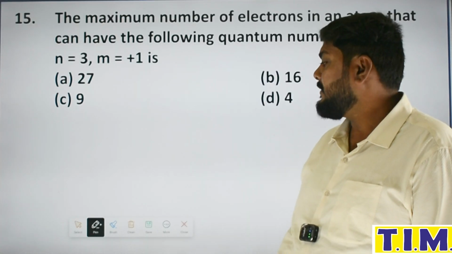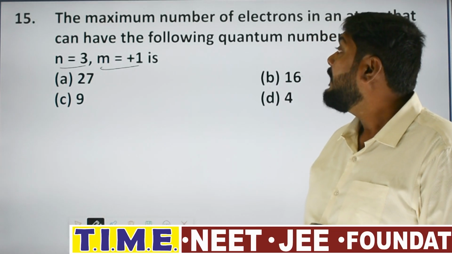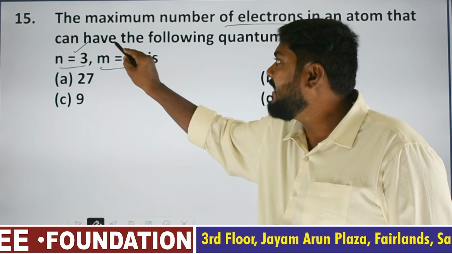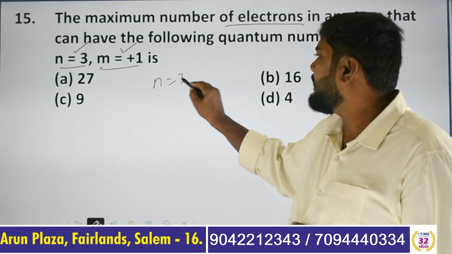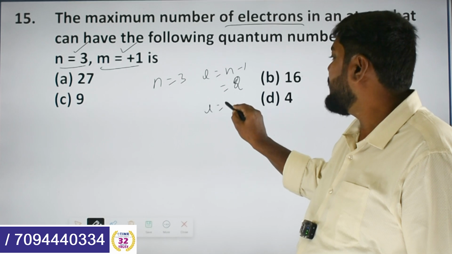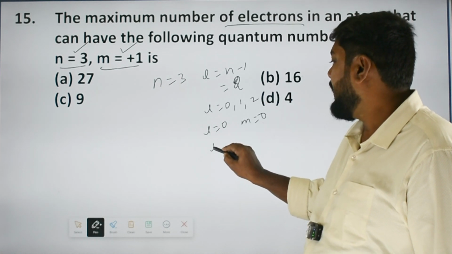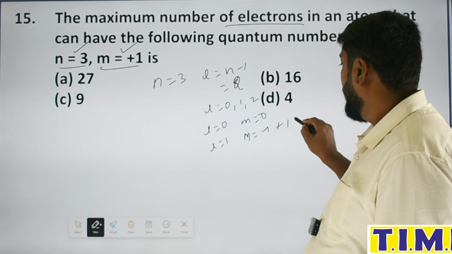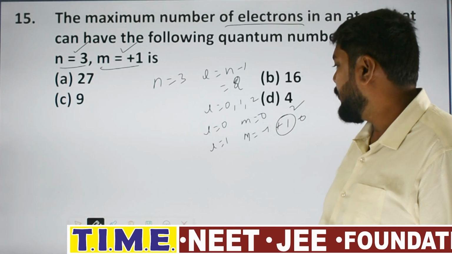See this question. In this, you are given with principal quantum number and then magnetic quantum number, and you are asked to predict which will have maximum number of electrons. That is, the quantum numbers n3 and m1 will have how many electrons, right? As we all know that n3 in the sense l will be n minus 1, that is 2, right? l may be 0, 1 or 2. If l is 0, m will be 0, and if l is 1, m may be minus 1, plus 1 and 0, right? Here you have 1 plus 1, that is here you may have 2 electrons.